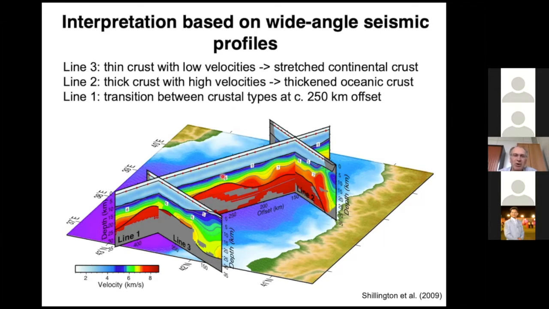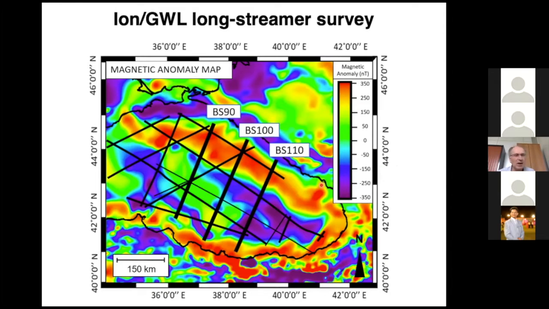So based on this work, we identified the limit of oceanic crust in this basin as about here. In which case this line 3 wouldn't have sampled the ocean at all. And then on line 3, there is a volcanic continent-ocean transition at the landward end of that profile. So that was work we did some time ago.